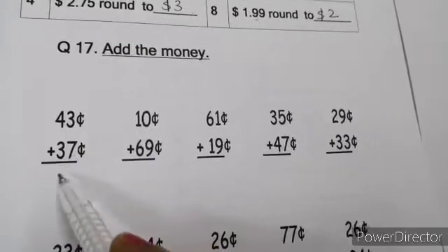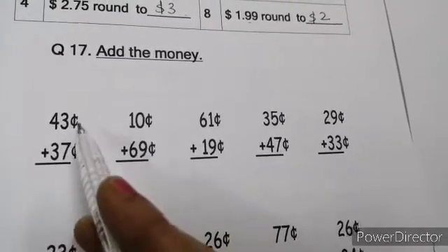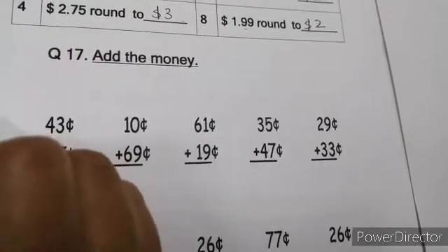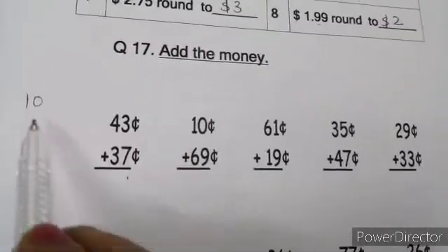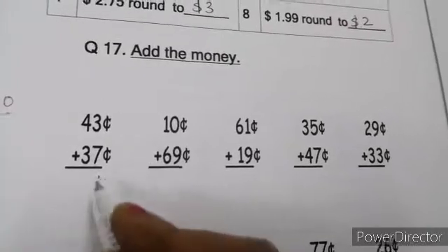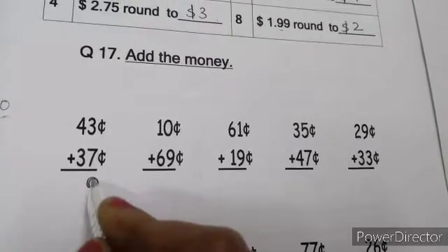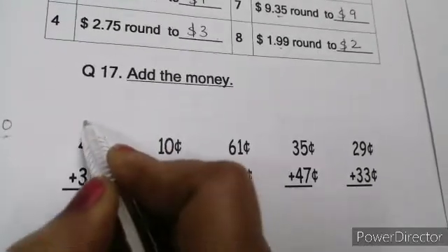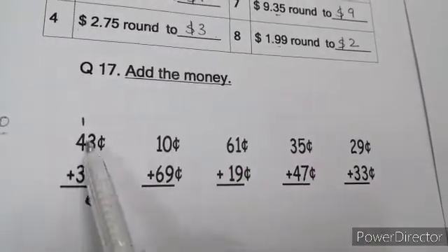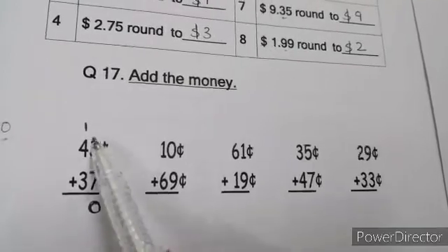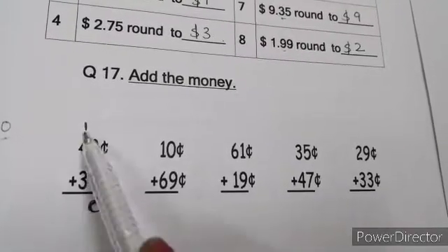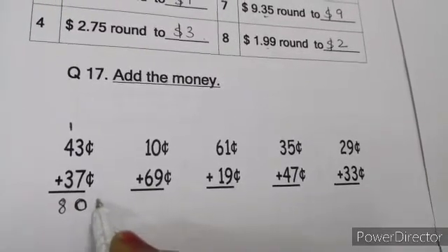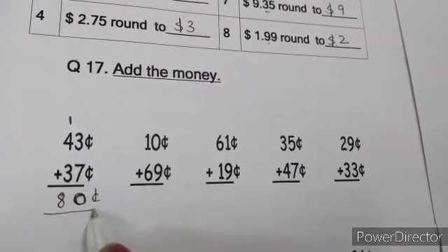So 3 plus 7. How will you do? 7 in mind, 3 in fingers. 8, 9, 10. So in 10, how will you write? Only the units place you will write here. Whatever is in the tens place you will carry over, that is, you will write on the top of the tens place here. Now add this. 1 plus 4 is 5. 5 plus 3 is 6, 7, 8. So the answer is 80 cents.